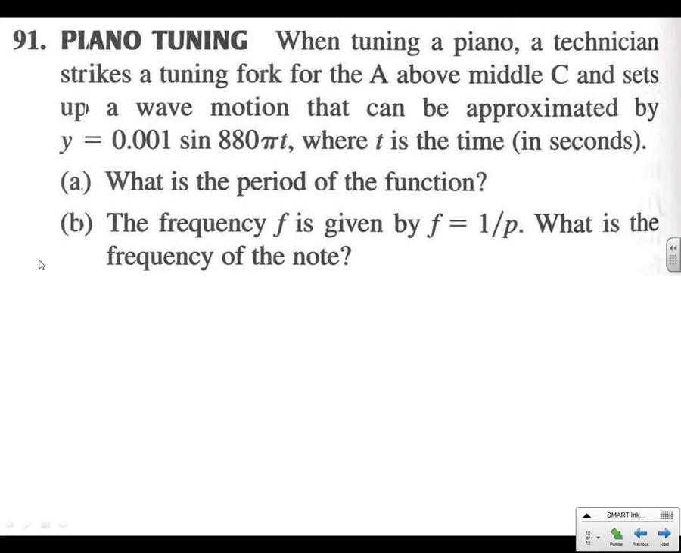So take a look at 91, see how you do. All right, anything else than that, make sure you ask in class, and good luck with those problems.